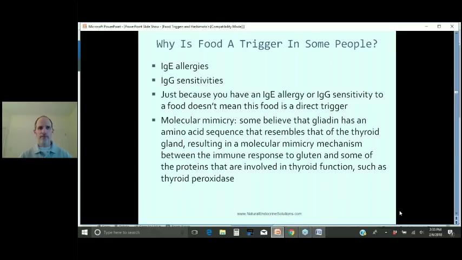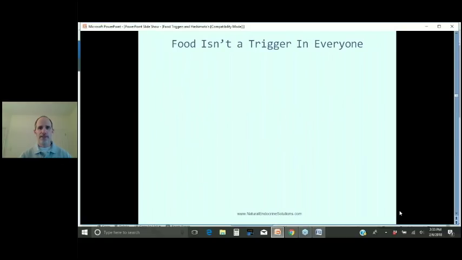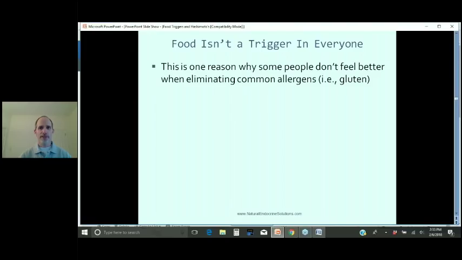But let's go ahead and move on to the next slide here. So food is not a trigger in everyone. And again, as this mentions, this is one reason why some people don't feel better when eliminating common food allergens, and gluten is an example. Some people don't feel better when they eliminate gluten.